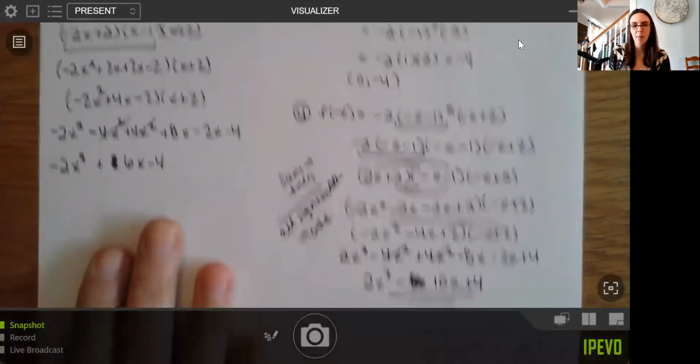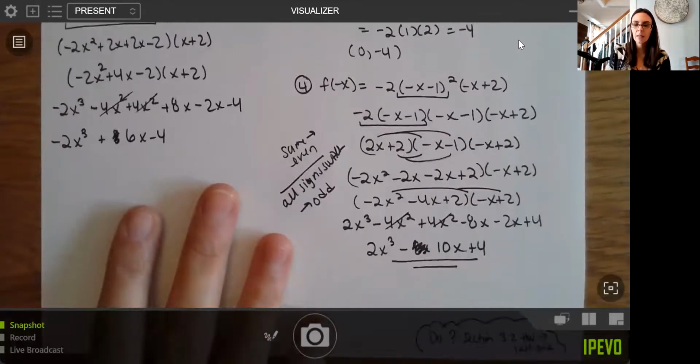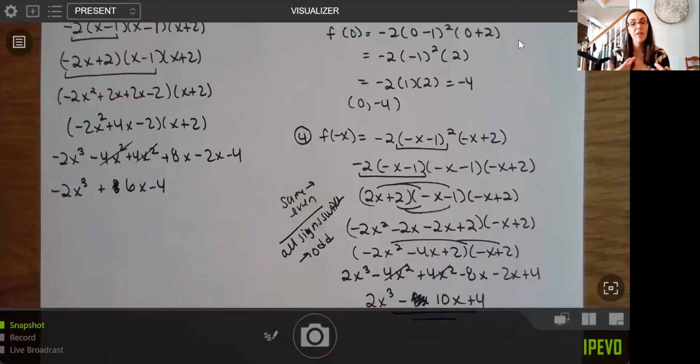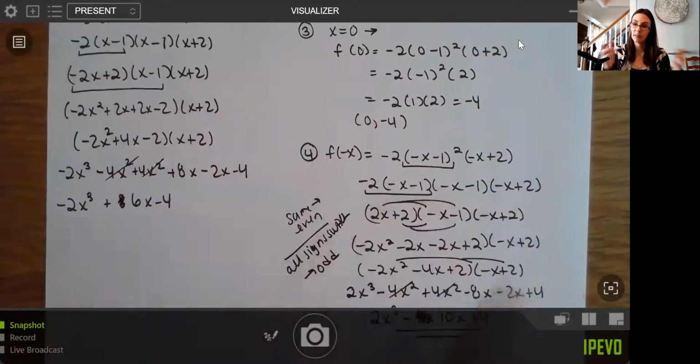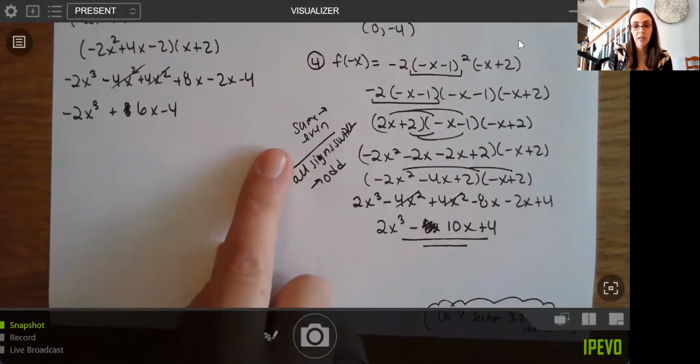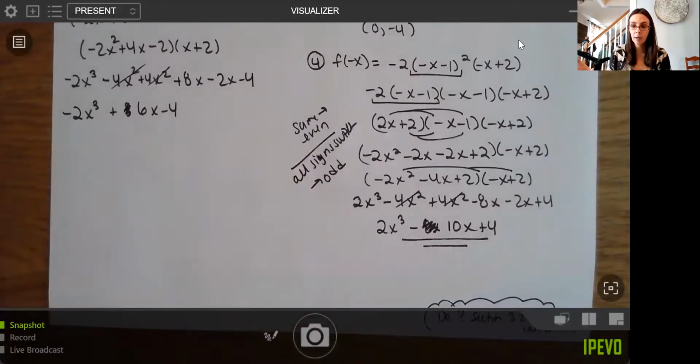So in this case, it was a little bit more work to just plug in that negative x because it was hard for me to see with everything already being factored. So what I did was I just multiplied everything out, and then it was easy for me to compare the two equations. Remember, for even equations, you would have the same output. For odd equations, you have the same output, but with different signs. Those are the two things you're looking for.